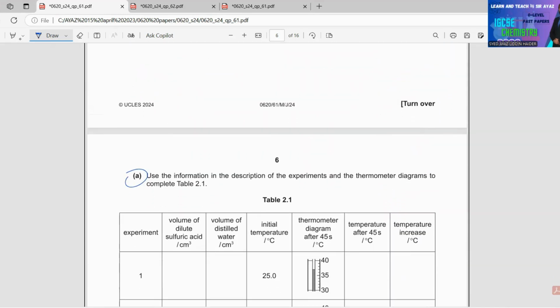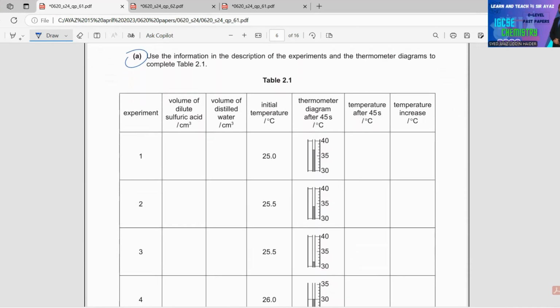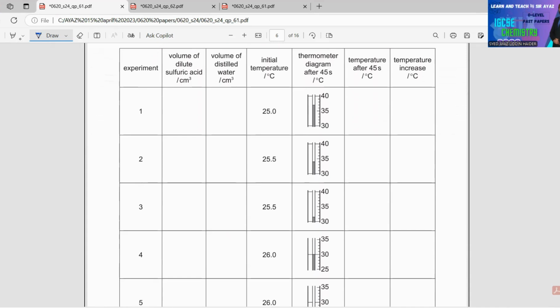A. Use the information in the description of the experiments and the thermometer diagrams to complete table 2.1. Now we have experiment 1, 2, 3, 4, 5. The volume of sulfuric acid added in all these experiments, they are saying, is 20 cm³. So I will write 20.